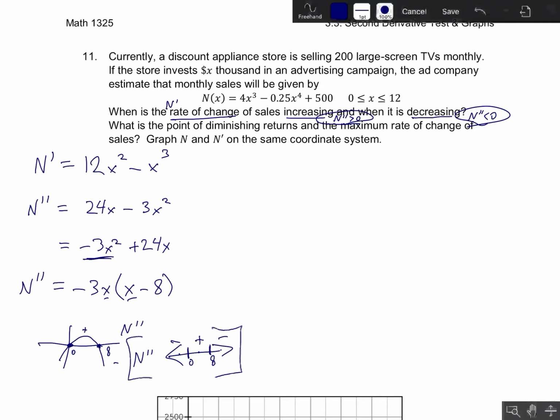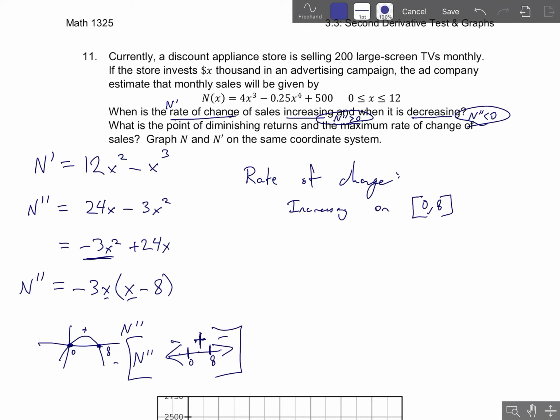So let's answer the first set of questions here. We wanted to know, when is the rate of change increasing and when is it decreasing? So the rate of change is going to be increasing on the interval between 0 and 8, because that's where the second derivative is positive. So that will be this region here, where the second derivative is positive.